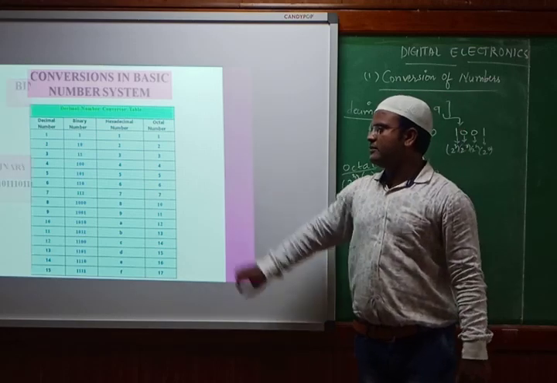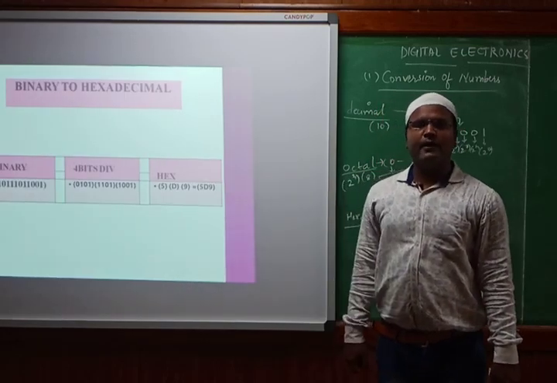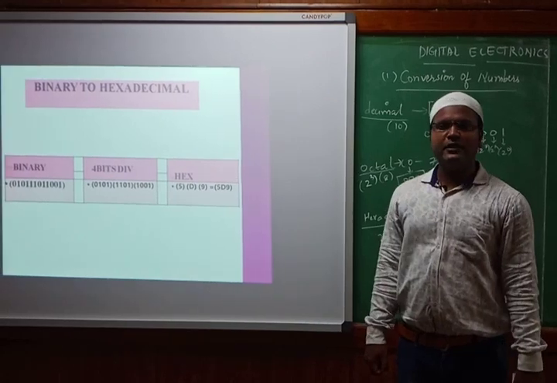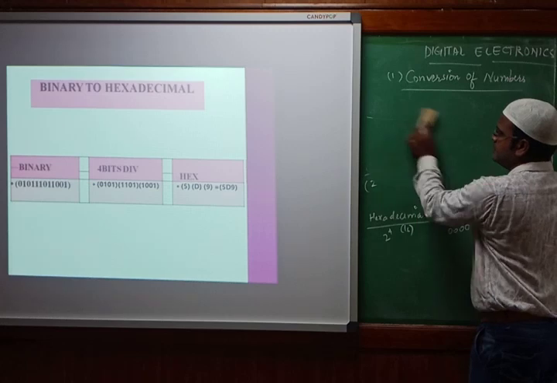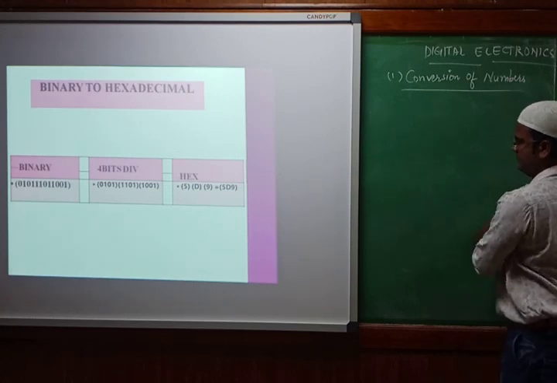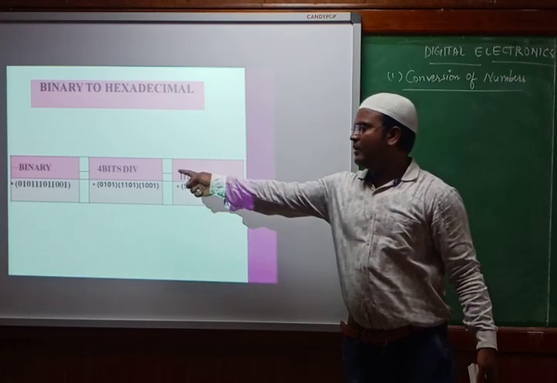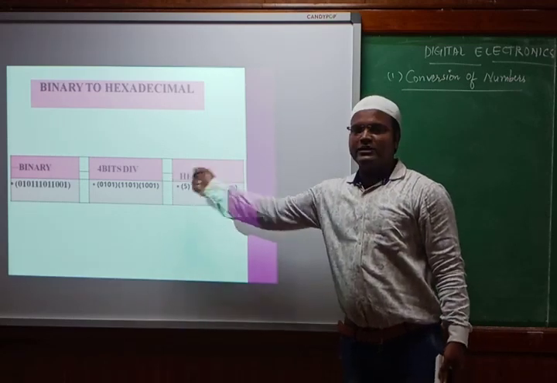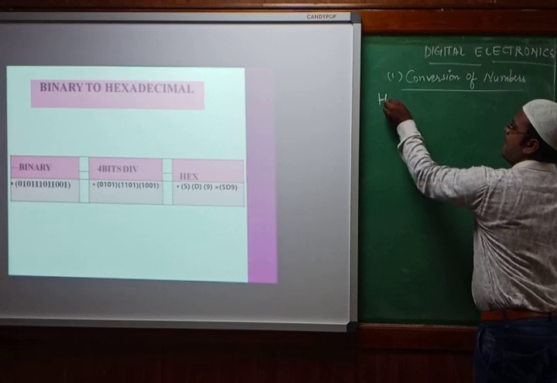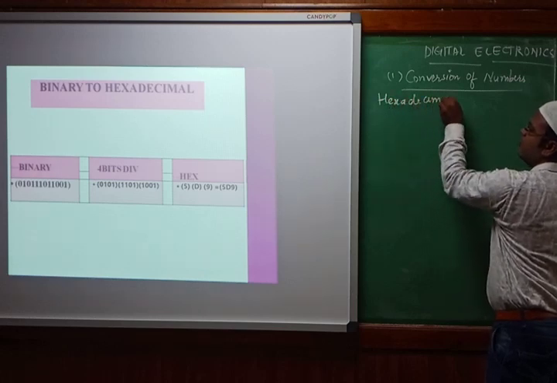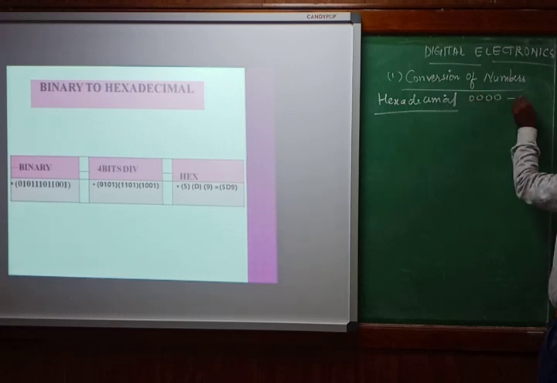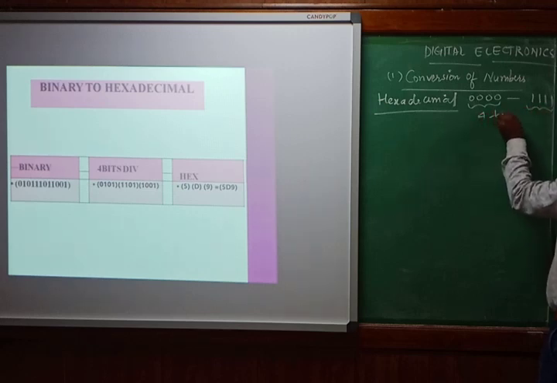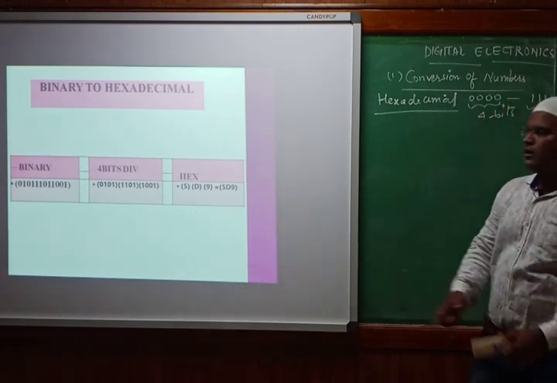Now in today's class we are going to see how to convert a binary number into a hexadecimal number. Let's see the conversion of number systems from one form into another form. I'm taking one example. I'm taking a binary number. As I said, for hexadecimal we need to take sets of 4, ranging from 0000 to 1111. That means each combination should have 4 bits. So for that we are considering 4 bits here.